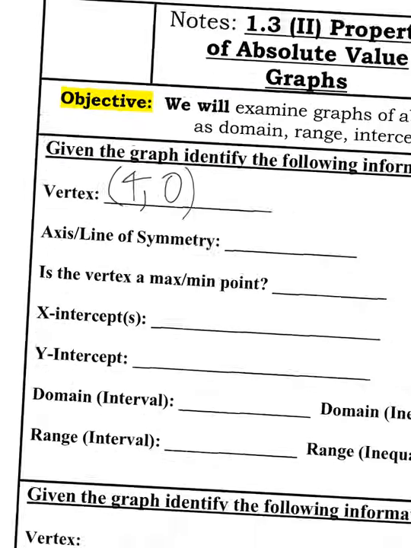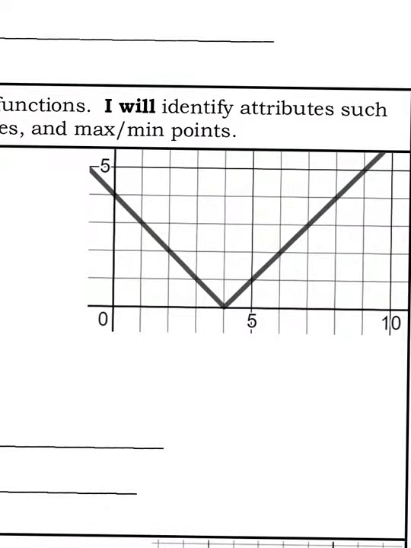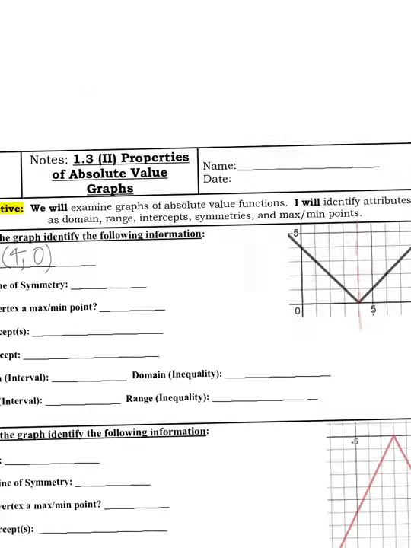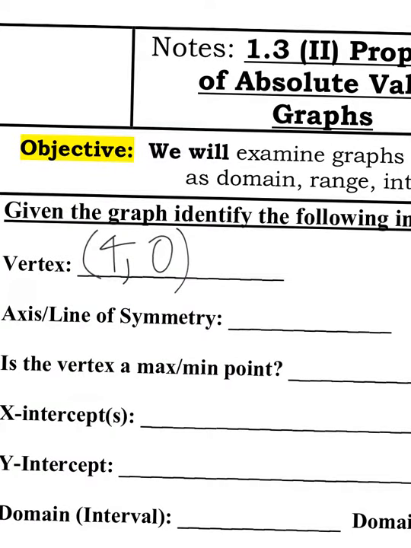And then my axis or line of symmetry is, what's the imaginary line that you can draw down the middle of the graph and symmetrically cut it in half? And that will be right here. So where is that going through? Well, you'll notice that's going through 4 on the x-axis. So all you have to do is say x equals 4. And you notice that the line of symmetry goes through the x-coordinate of the vertex. So whatever it is, if my vertex is like 100, 2, my line of symmetry is x equals 100.